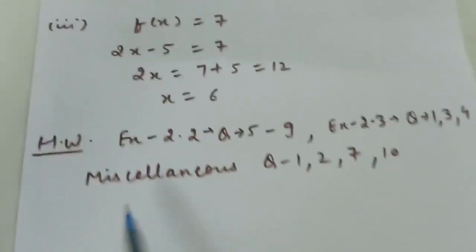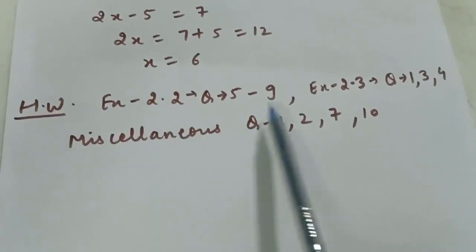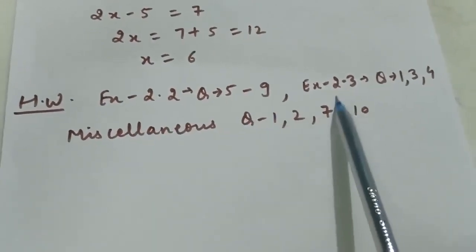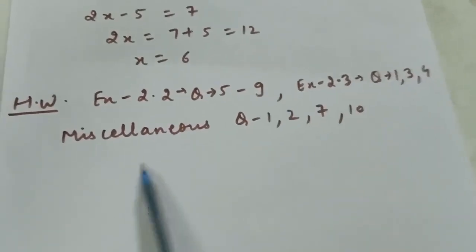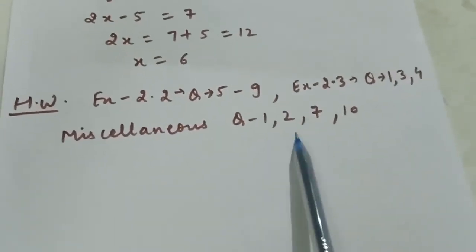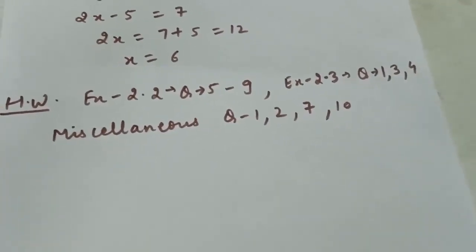Now your homework for today is that you have to do exercise 2.2 questions 5 to 9, exercise 2.3 questions 1st, 3rd and 4th, and miscellaneous questions 1st, 2nd, 7th and 10th. Okay, so complete your homework.